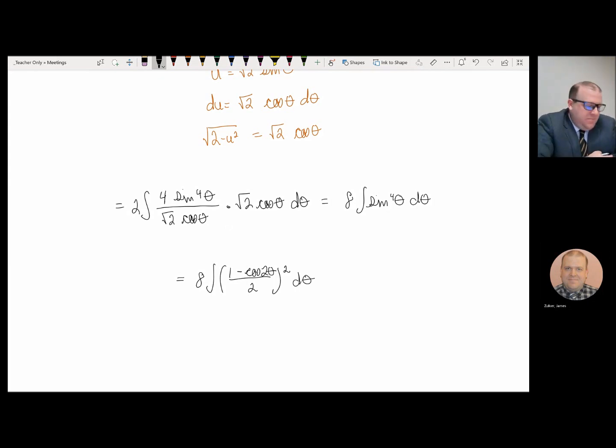Right. 1 minus cosine 2 theta over 2, all squared. That means we're going to be able to factor out a 1/4, which will leave us with 2 on the outside. Expand it out: 1 minus 2 cosine 2 theta plus cosine squared 2 theta. Now what?